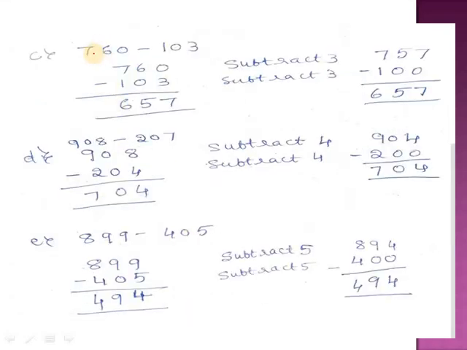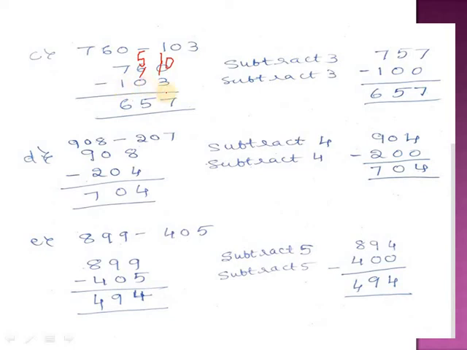Now 760 minus 103. 760 minus 103. Now subtract. Take a borrow from 6. It will become what? 5. Yes, no? If we take a borrow from 6, it will become 5 and this will become 10. 10 minus 3 is 7. 5 minus 0 is 5. 7 minus 1 is 6. So 657 we got.